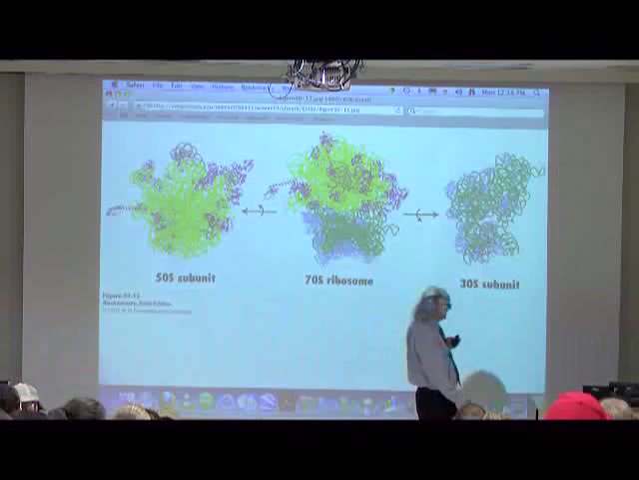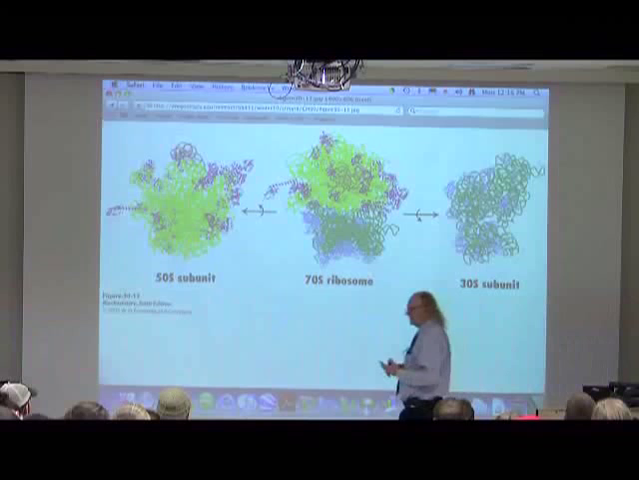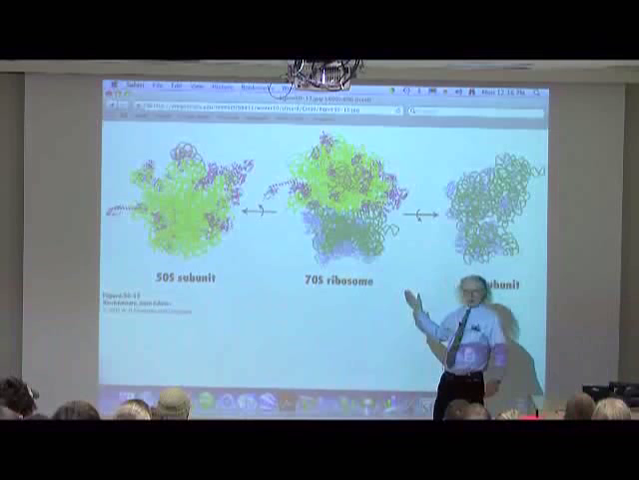And as you look at this, you probably wonder if biochemists can't do math because 50 plus 30 does not equal 70. But Svedberg units are not strictly additive. So 70 is larger than 50 or 30, but it's also the sum of the two when you measure in a centrifuge. So don't get hung up on the math component of it.